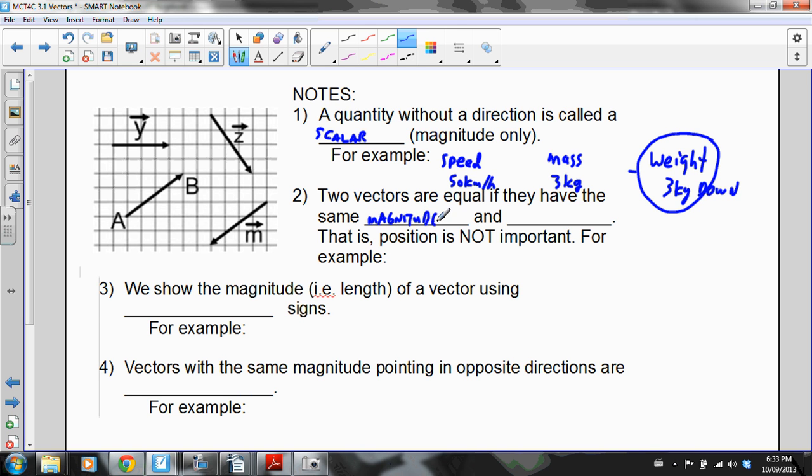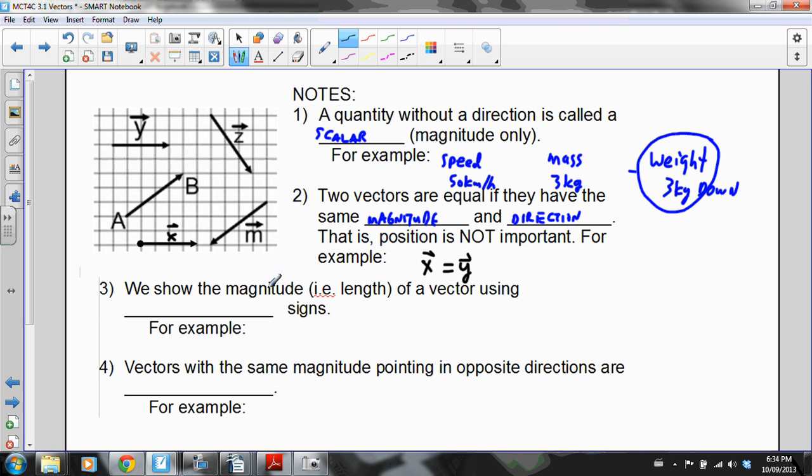So if they have the same magnitude, same length, and direction. That is, position is not important. For example, if I had this vector y, I could draw another vector down here somewhere that had the same direction, pointing in the same direction. I'm going to call this little vector x here. And they're not in the same position. You know, one is above the other one, but they're pointing in the same direction and they have the same length. That means I can say x is equal to vector y.